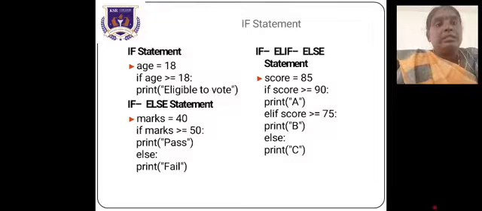If elif else statement. score = 85. If score >= 90, print("A"). elif score >= 75, print("B"). Else print("C").